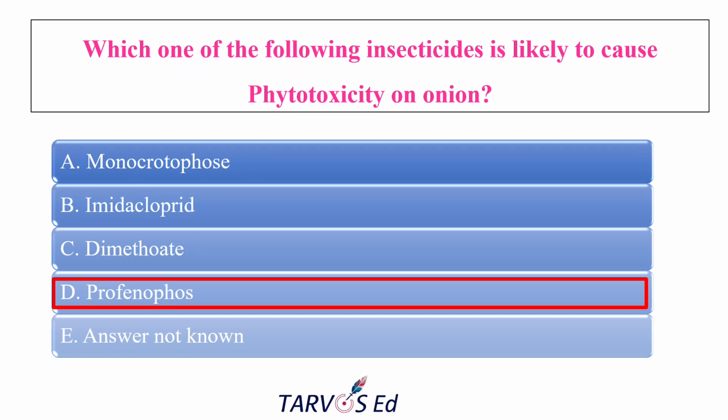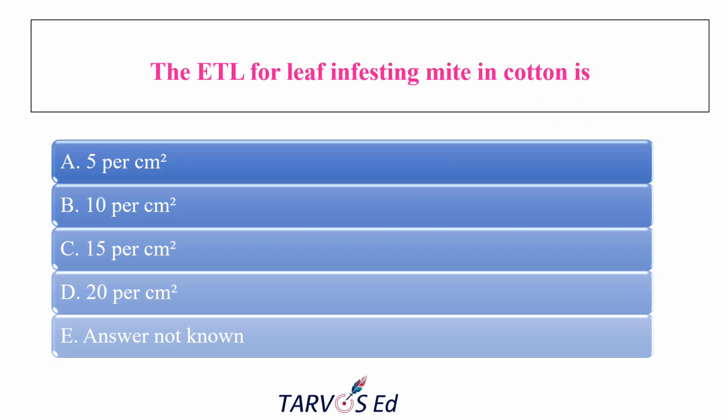Okay, and the next question is the ETL for leaf infesting mite in cotton. So what is ETL? This is the economic threshold level, the pest density at which control measures should be applied to prevent the pest population from reaching the economic injury level. Economic injury level means there will be drastic yield loss that we cannot face, right?